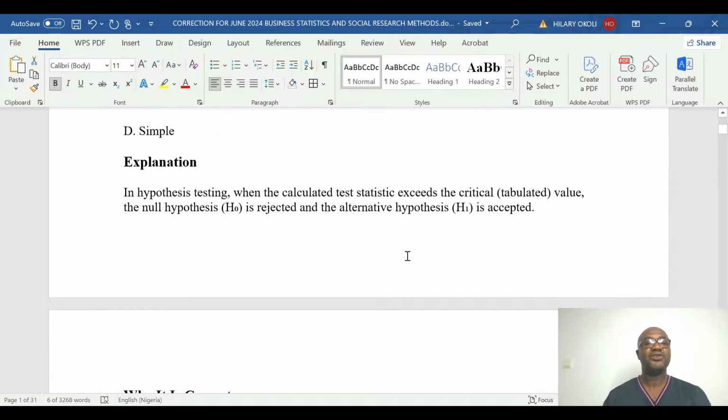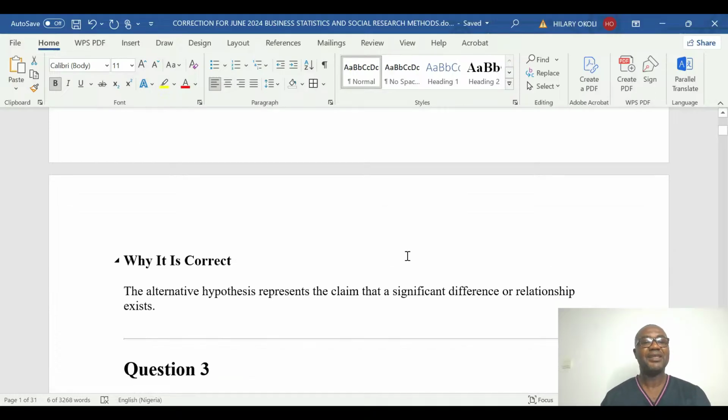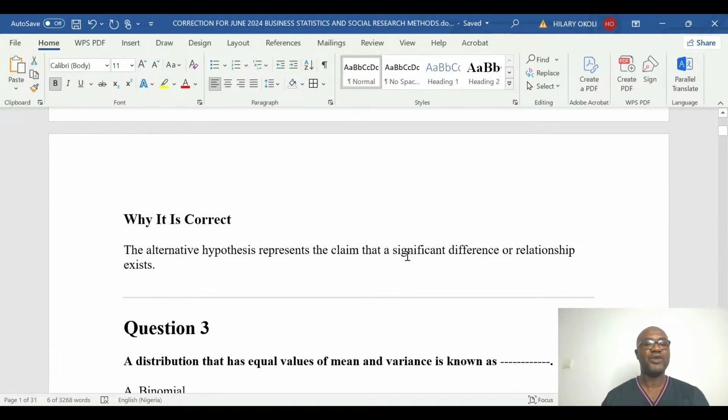So further explanation is shown here. We are saying that in hypothesis testing, when the calculated test statistic exceeds the critical or tabulated value, then the null hypothesis is rejected, and the alternative hypothesis is accepted. But why is it so? Why is the answer correct? Simply because the alternative hypothesis represents the claim that a significant difference or relationship exists. That is why it is so.